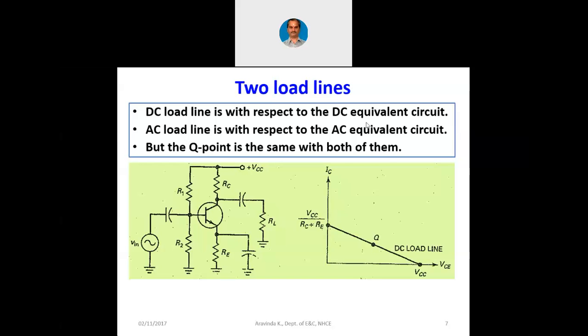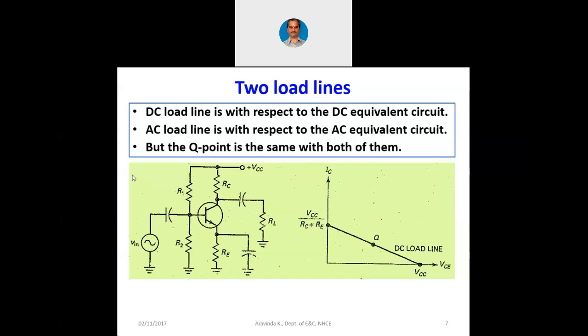We can write the AC load line also with respect to the AC equivalent circuit. We have already seen how to write the AC equivalent circuit in the first module itself, while calculating the gain and input impedance and output impedance using the RE model and later on using the hybrid model. So let us see now how to write the AC equivalent circuit also and how to plot the AC load line also, but the Q point is the same with both of them.